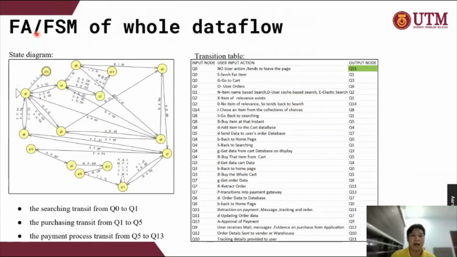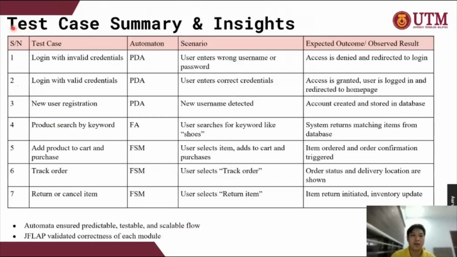Here is the FA and FSM of the whole data flow of the e-commerce system. It consists of 3 functions of the system. The searching function transits from Q0 to Q1, then the purchasing transits from Q1 to Q5. Lastly, the payment process transits from Q5 to Q13. Besides that, the authors also have five test cases.